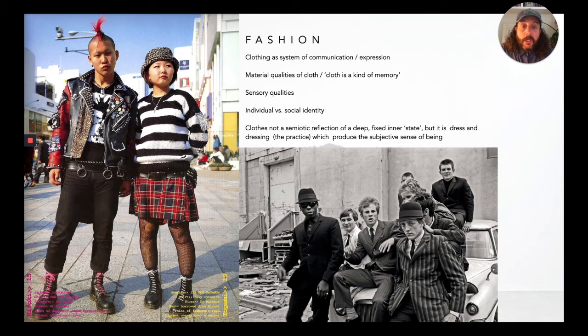fashion, for example. So looking at clothing as a system of communication, as a system of expression, looking at the material qualities of cloth, cloth as memory, looking at its sensory qualities, looking at the relationship between individual versus social identity. So here we can look at both subcultures and mainstream cultures, seeing clothing not simply as a semiotic reflection of a deep, fixed inner state, something you can translate into words, but being dress and dressing, the practice of dressing, which produces this subjective sense of being. So understanding clothes and fashion in a very multifaceted way. Again, not simply something mundane, but something that, even though seen as literally superficial, can tell us so much about the individual and their social environments.